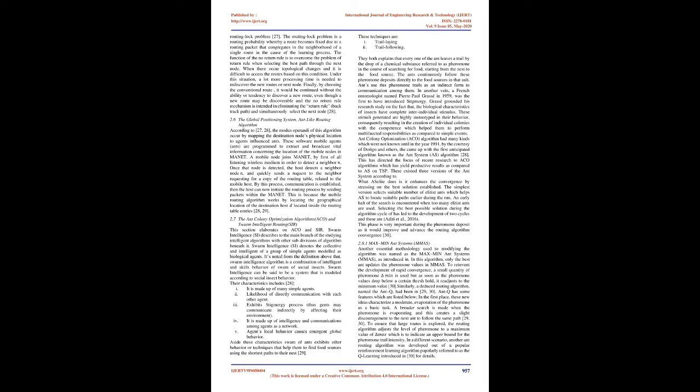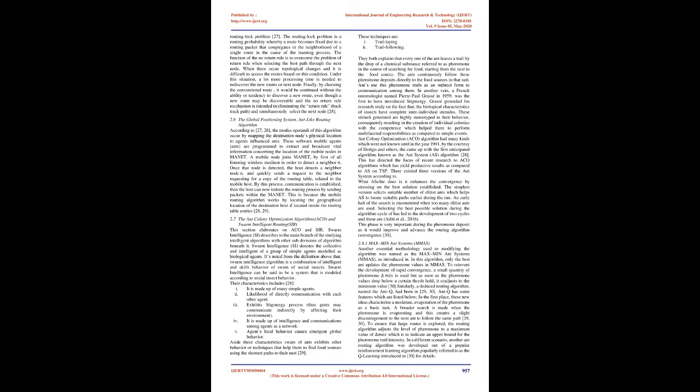The function of the no return rule is to overcome the problem of the return rule when selecting the best path through the next node. When there are topological changes and it is difficult to access the routes based on this condition, a lot more processing time is needed to rediscover the new routes or next node. Finally, by choosing the conventional route, it would be continued without the ability or tendency to discover a new route, even though a new route may be discoverable. The no return rule mechanism is intended to eliminate the return rule, backtrack path, and simultaneously select the next node [28].